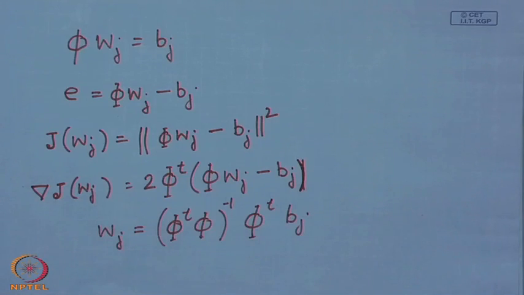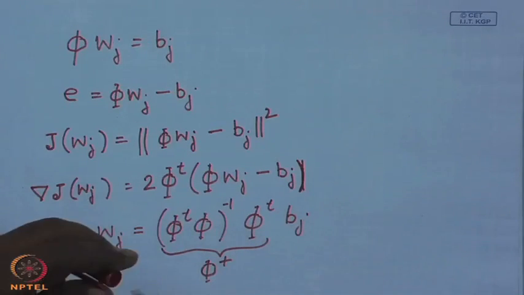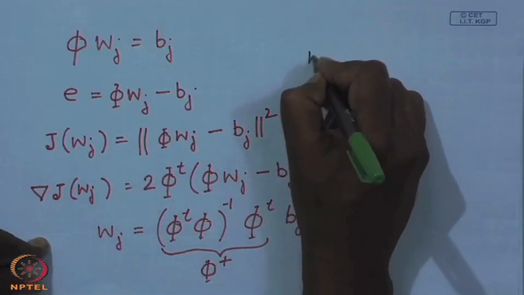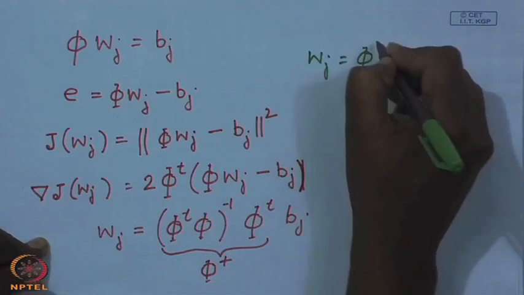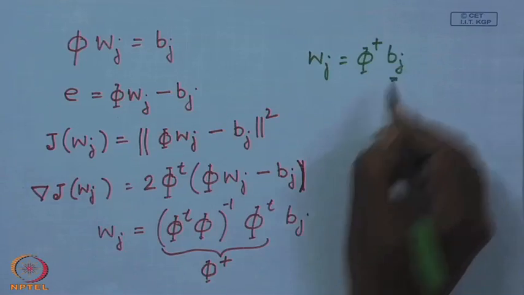And as we have seen earlier, this phi transpose phi inverse into phi transpose is what is called the pseudo inverse, and that is represented as phi plus. So, by this pseudo inverse technique, we have w j is equal to phi pseudo inverse into b j, where b j is defined beforehand. Every component of b j will be either 1 or 0. It will be equal to 1 if the corresponding input feature vector belongs to class omega j, and equal to 0 if the corresponding input feature vector does not belong to class omega j. So, I have this vector b j.